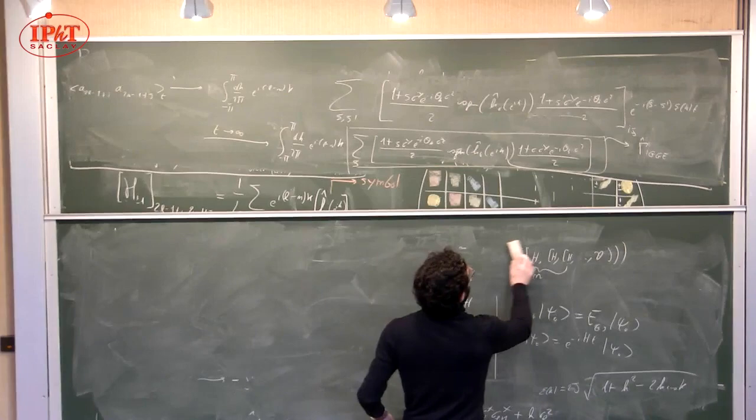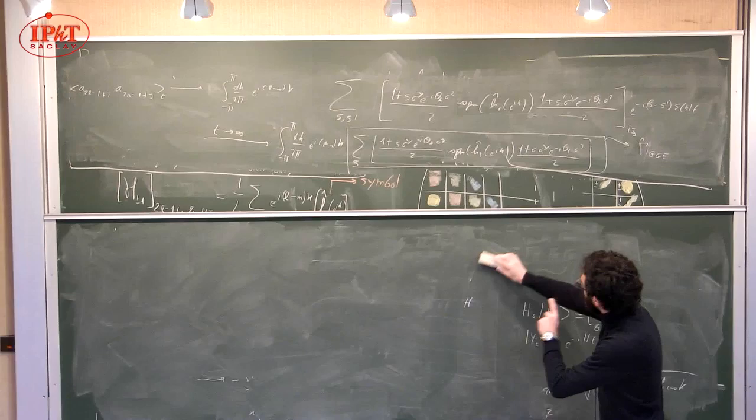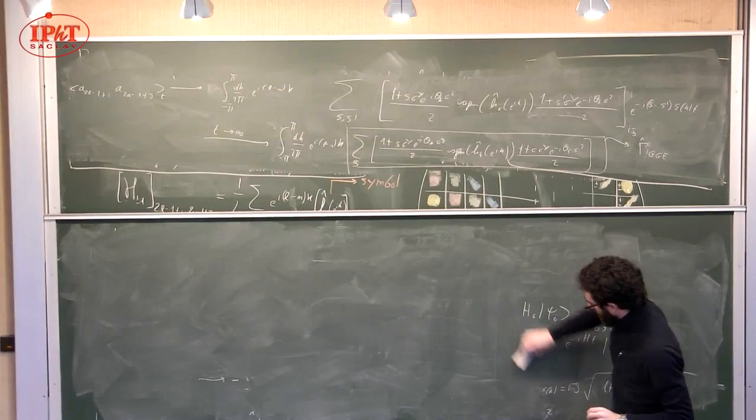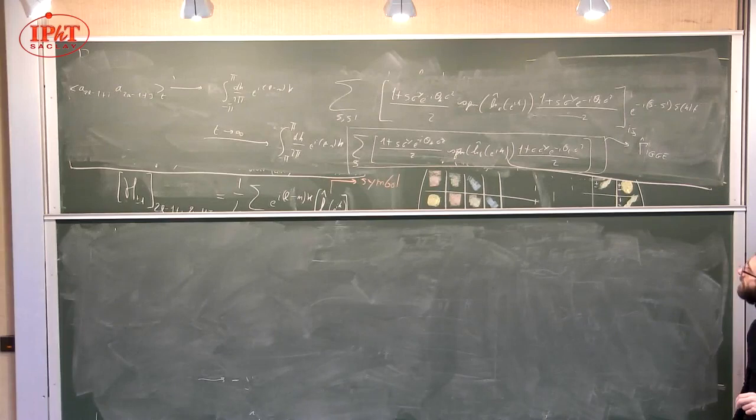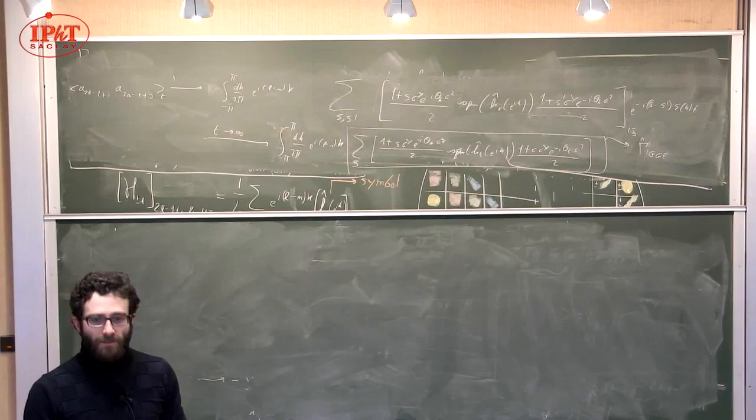What's the problem that you are seeing now? Here we are considering infinite temperature already. It was here the temperature. Then you have that the symbol of gamma is equal to the sine of the symbol of h. Yes, that's what you're going to use. Yes, this is what I wrote here.